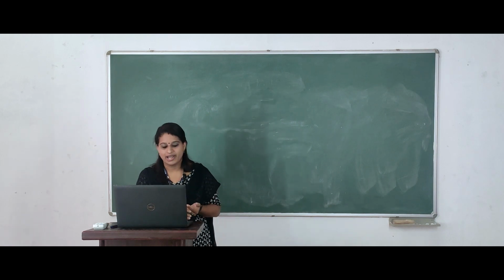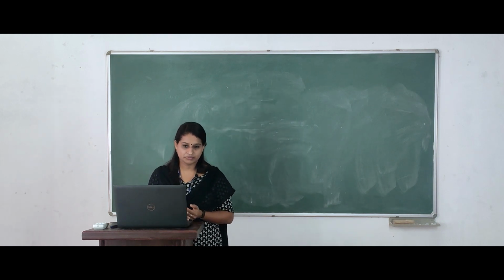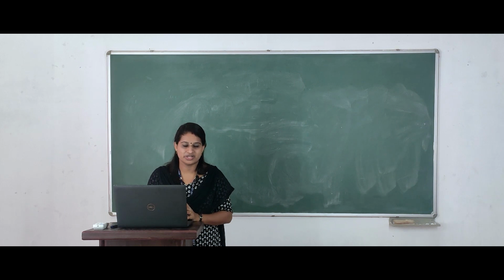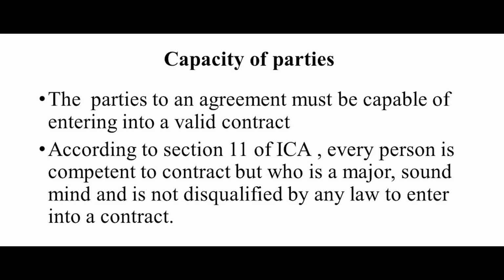Then the third essential element, capacity of parties. The parties entering into a contract must have the legal capacity to enter into a contract. Legal capacity means he or she should be of sound mind, a major, and not disqualified by any law. Sound mind means a person who is capable of making rational judgment. Major means a person who has attained 18 years, that is, attained the majority.